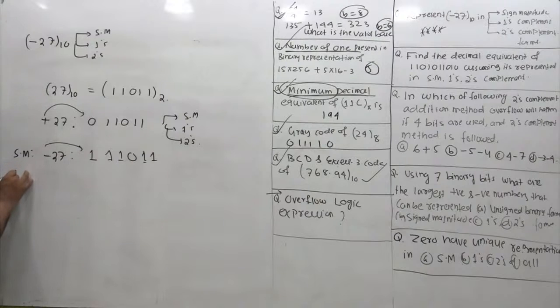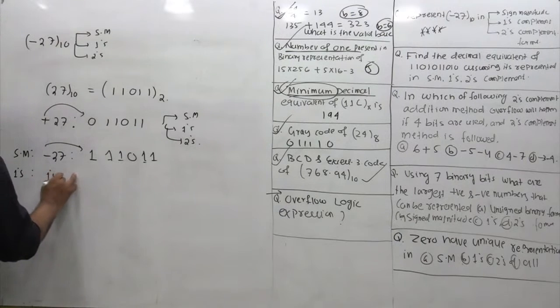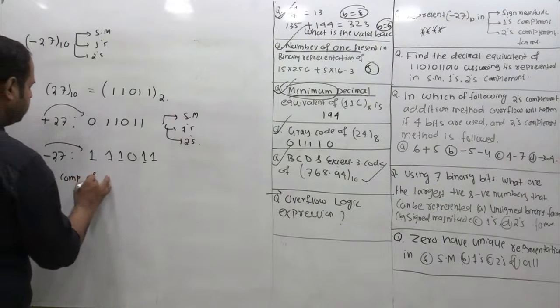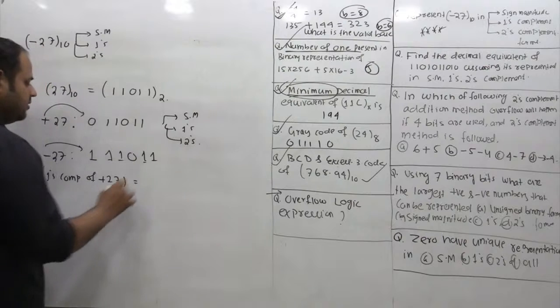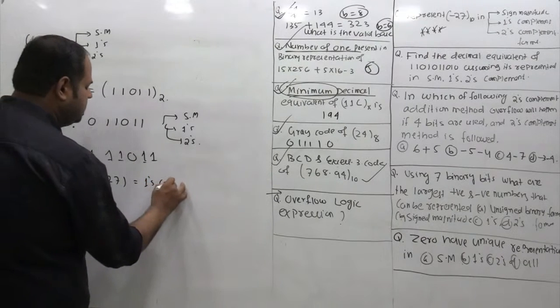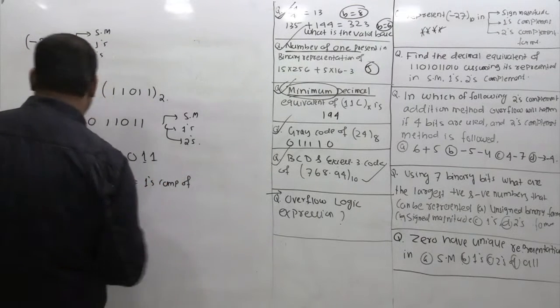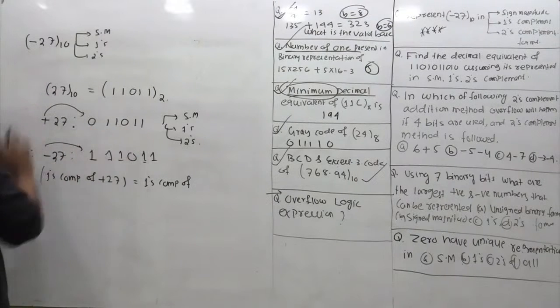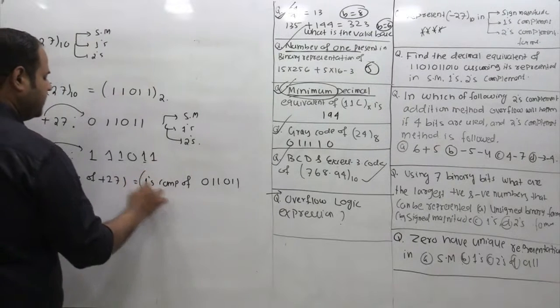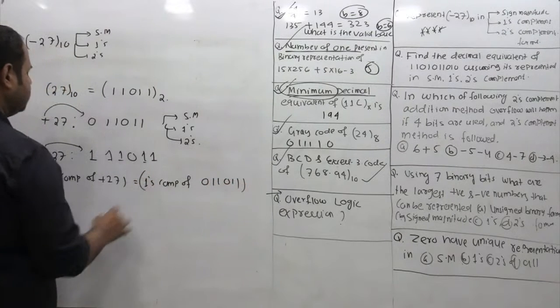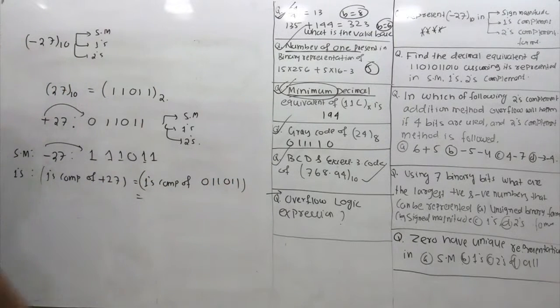Then if somebody asks you what is the representation of minus 27 in 1s complement form, what you have to do is take the 1s complement of plus 27. So write the 1s complement of plus 27. This is the plus 27 representation, right? So this is 0, 1, 1, 0, 1, 1. So you have to take the 1s complement of this. You know how to get the 1s complement.